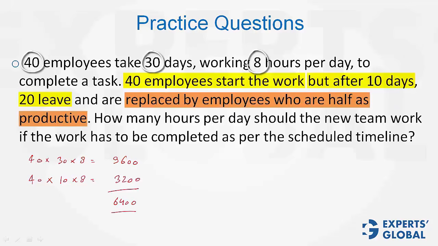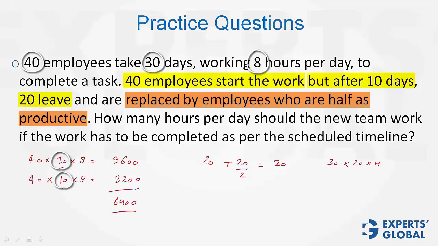Now 20 have been replaced by employees who are half as productive. So 20 older employees remain. 20 who join in are half as productive. So effectively, we have a team of 30 men now. 30 men. The work has to be completed on schedule. So we have 20 days left. Total 30 days, but 10 days have gone. We have 20 days. Let's assume that they need to work 8 hours per day.